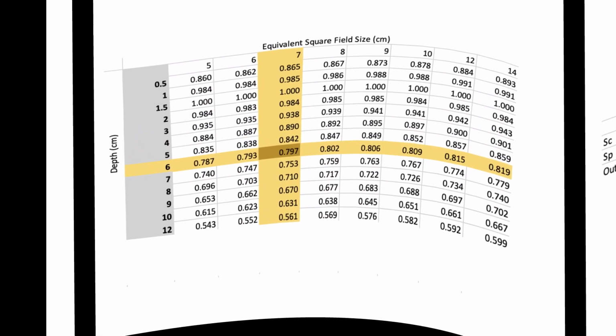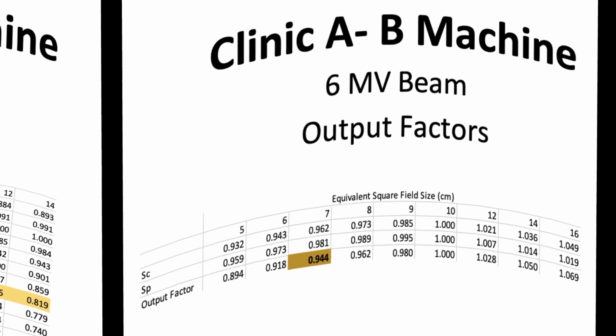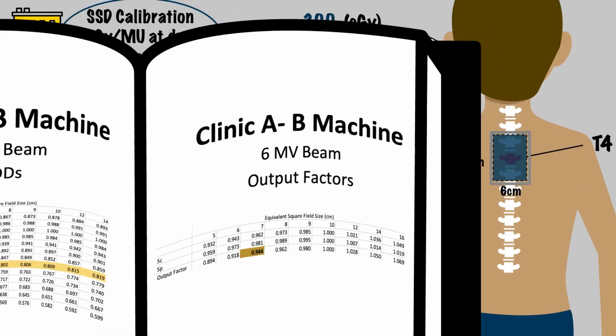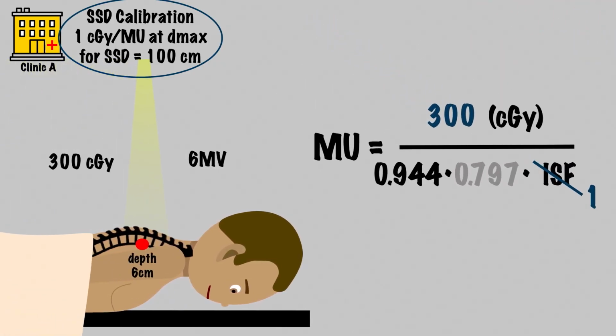Likewise, we find the output factor for a field size of approximately 7 centimeters, which is 0.944. Note that here the output factor is smaller than 1. This is because the field size is smaller than a 10 by 10 centimeter field, which is where the output factor is defined as 1. Putting this all together, 300 centigray goes in the numerator and is divided by the output factor of 0.944 and the PDD of 0.797, which altogether equals 399 MUs.